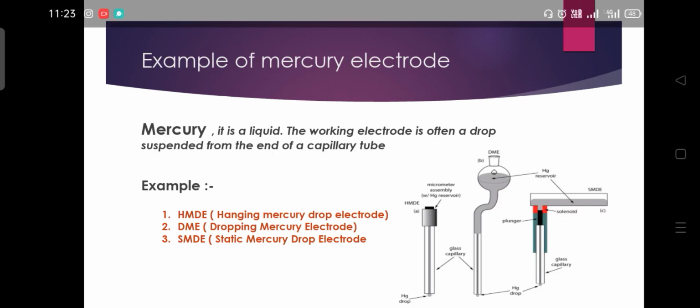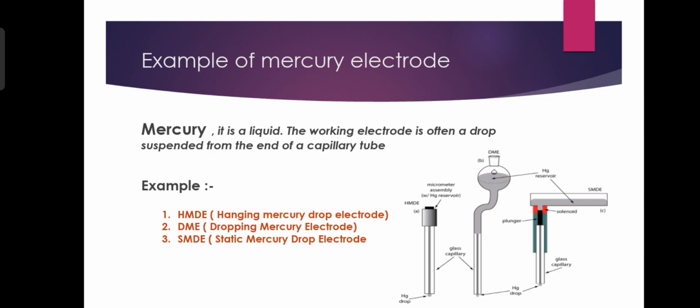Next are the examples of mercury electrodes. There are three types of mercury electrode: the hanging mercury drop electrode, the dropping mercury electrode, and the static mercury drop electrode.